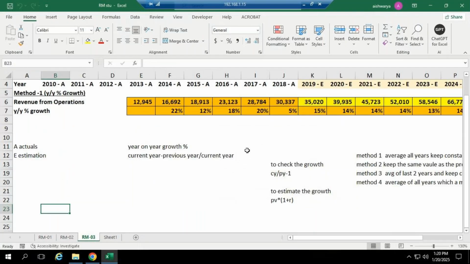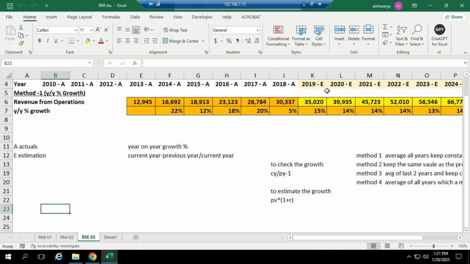Then we will move on to the next one, the third one. Here we have 2010, 11, 12, 13, 14, 15, 16, 17, 18, 19, 20, 21. From 2013 to 2018, they have given you the actual sales, the actual revenue from operations.